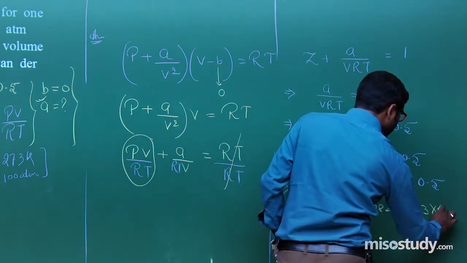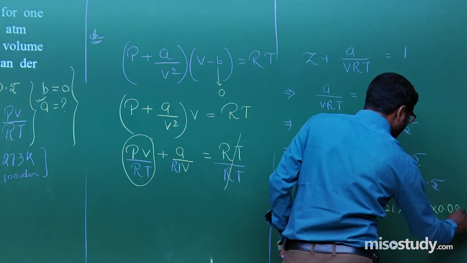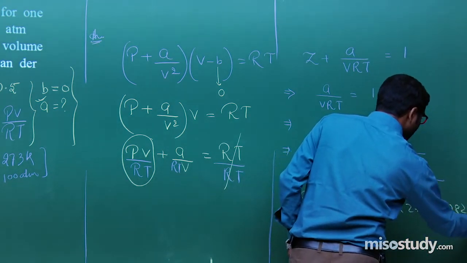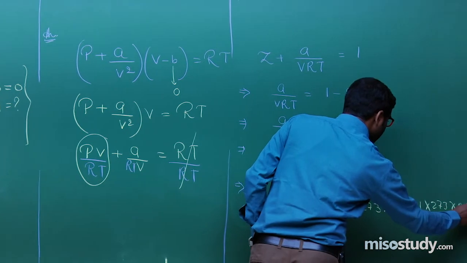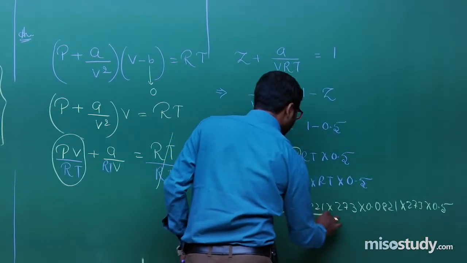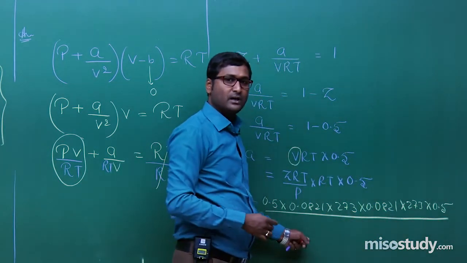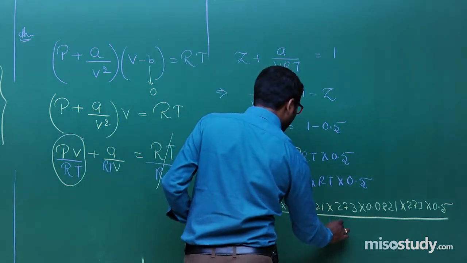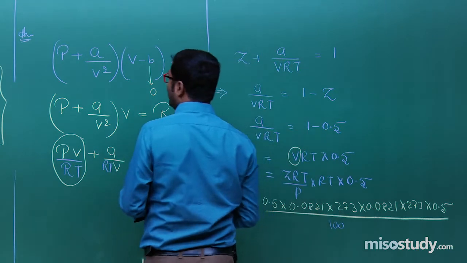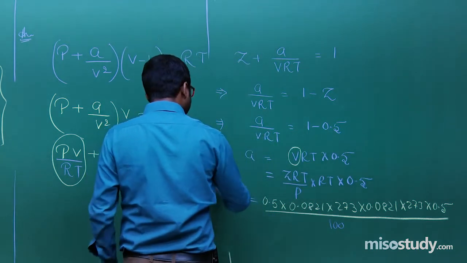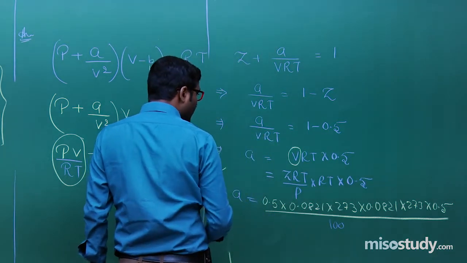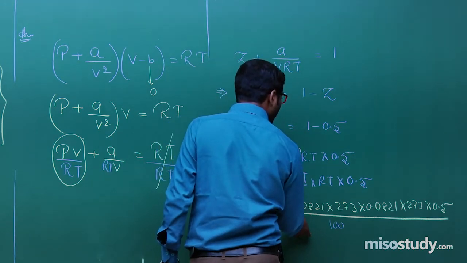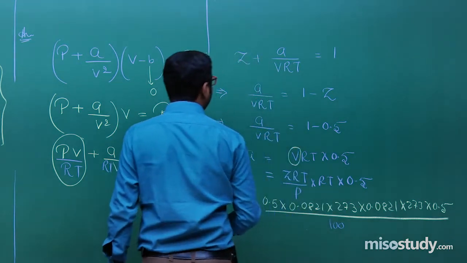Now put here 0.0821 into 273 into 0.5 divided by P. Visible to you? Divided by P. What is the value of P? According to the question, the value of P is 100 atm. Now it's your turn. If you solve this expression, then definitely you will get the answer.